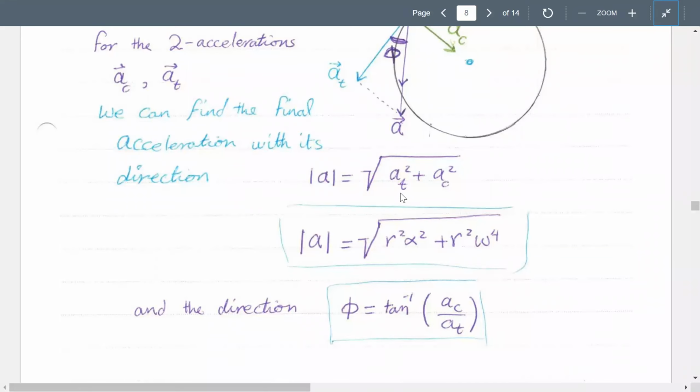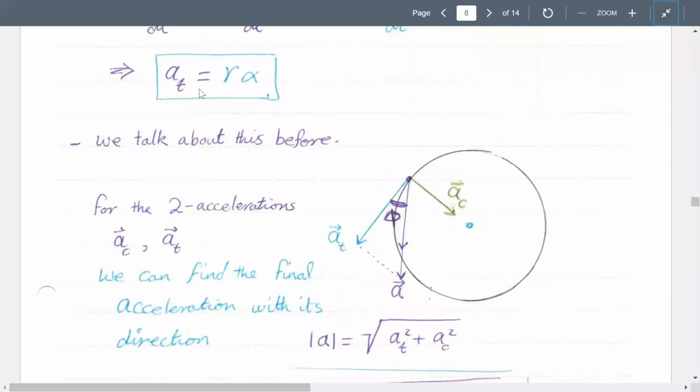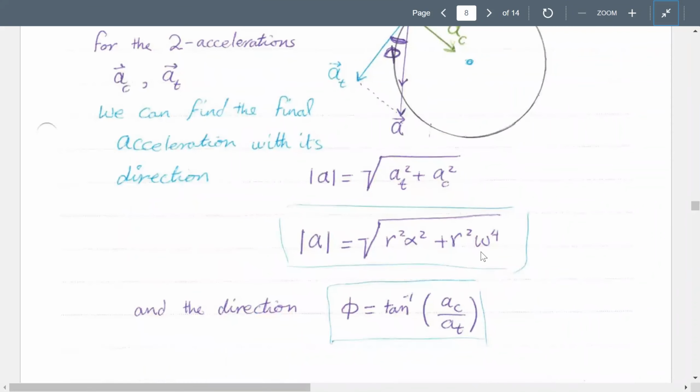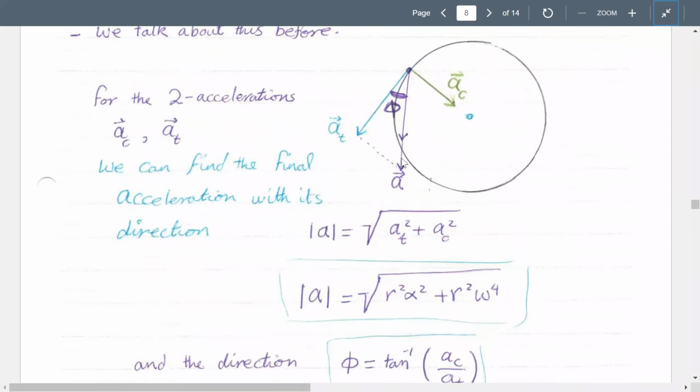The tangential acceleration is R alpha, squared. A C is R omega squared, squared, which will be R squared omega to the 4. This is the total acceleration.